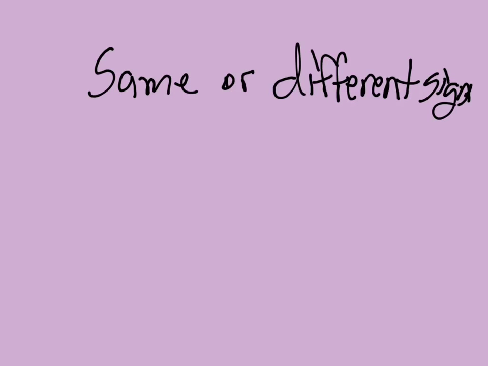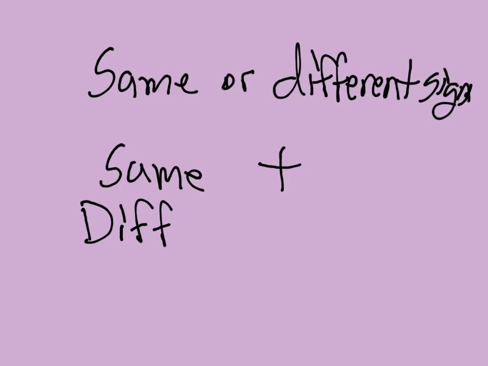One you've heard already from me is the same or different signs. Basically, if they're the same sign, when you multiply, you get a positive number, and different signs, you get a negative. You ask yourself, are they the same sign? Answer is going to be positive. Different signs, answer is going to be negative.